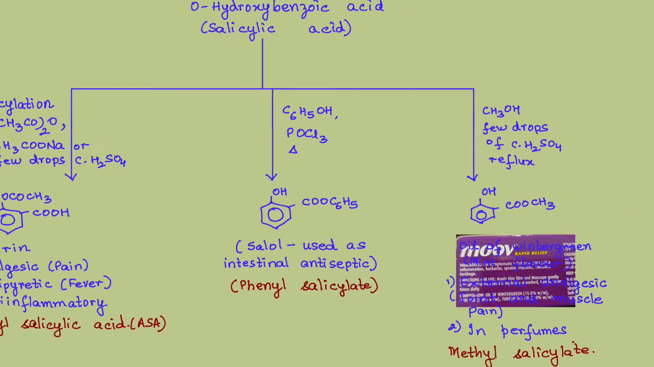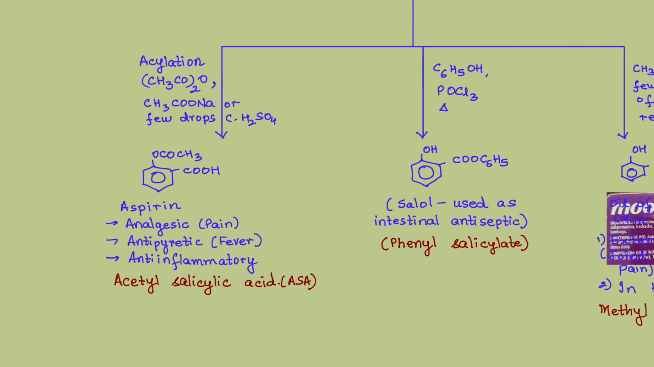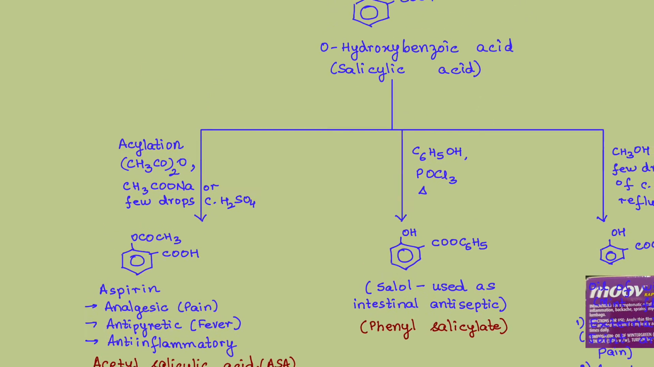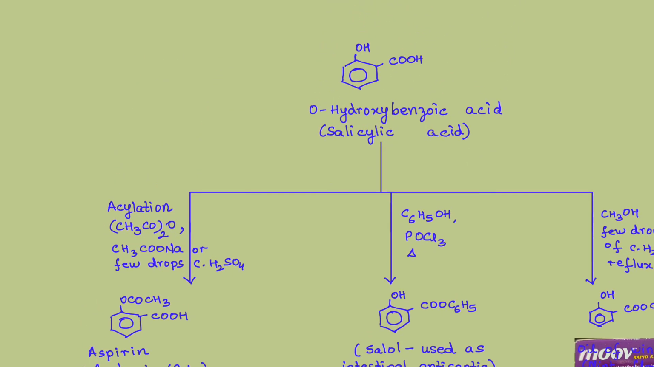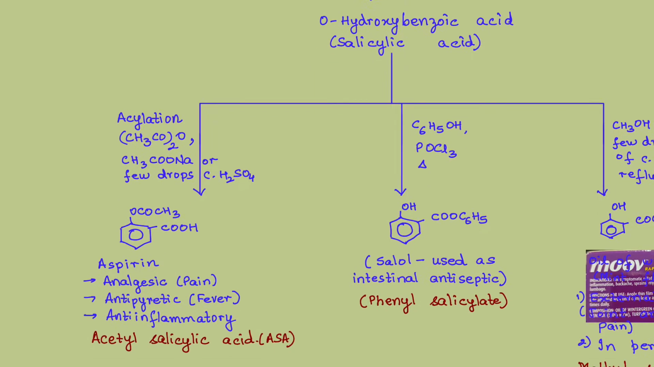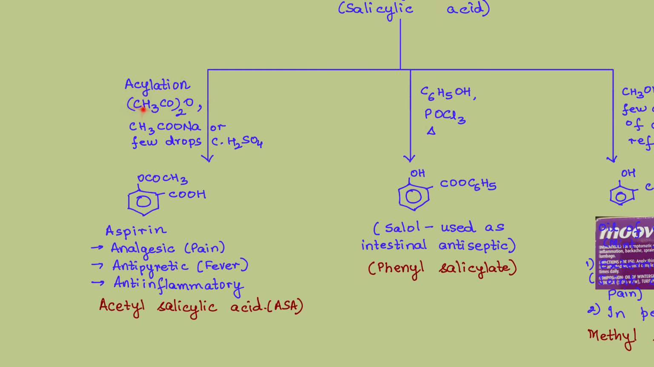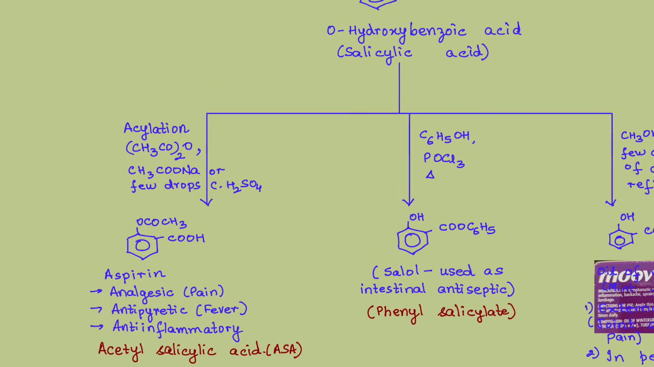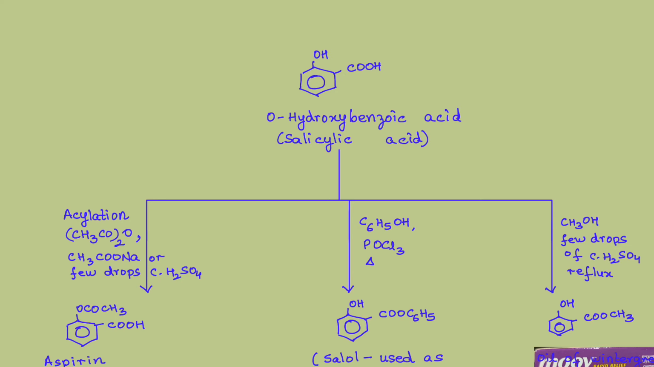So 1, 2, 3, I've broken it down into 3 parts. First step, acylation. We know that the phenolic group undergoes acylation with what type of compounds? Yes, acetic anhydride in the presence of a few drops of concentrated H2SO4 or sodium acetate. In these reactions that I'm going to teach you now, both groups can show reactions. So OH undergoes acylation, whereas the COOH group will undergo esterification.